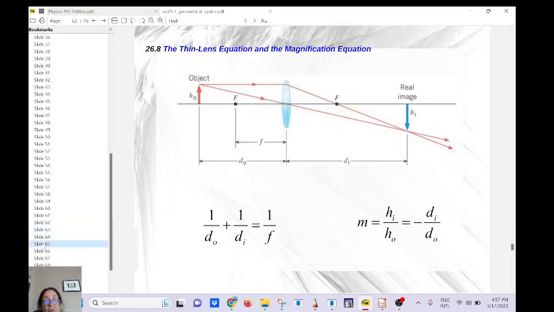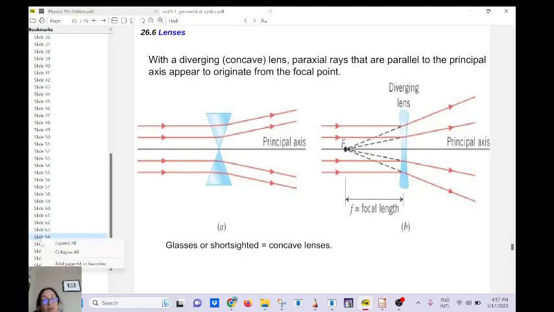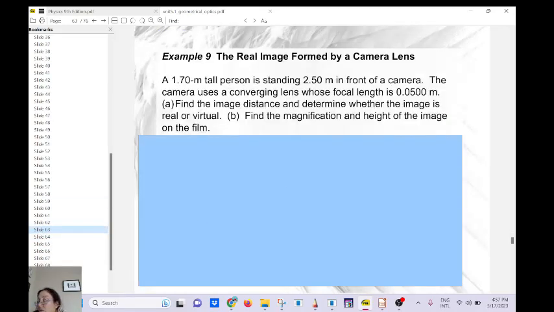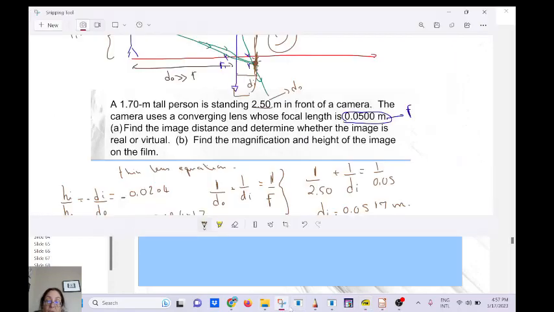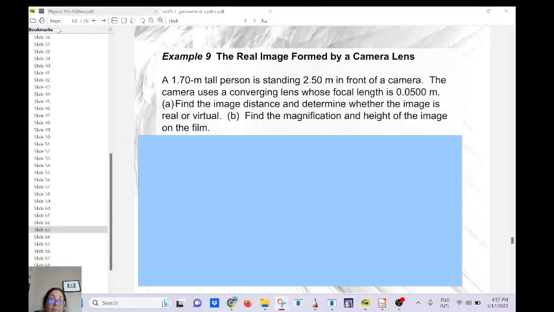Okay, so let's try to do a problem. This problem comes from the book Physics by Johnson and Cutnell. That's where I get the slides from. You can pause the video and try to do it.